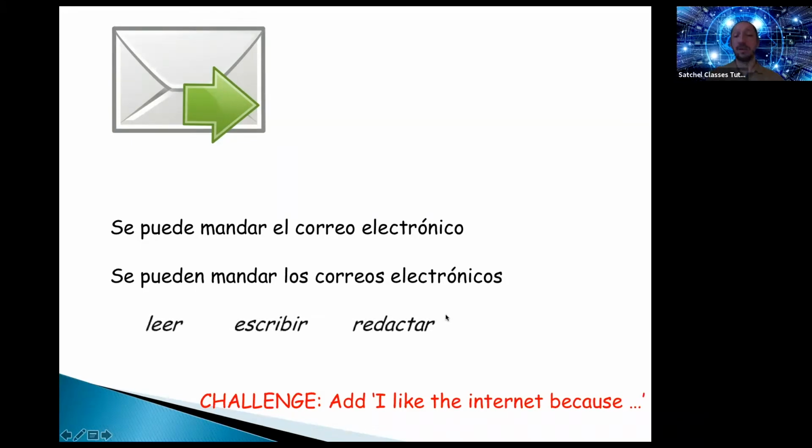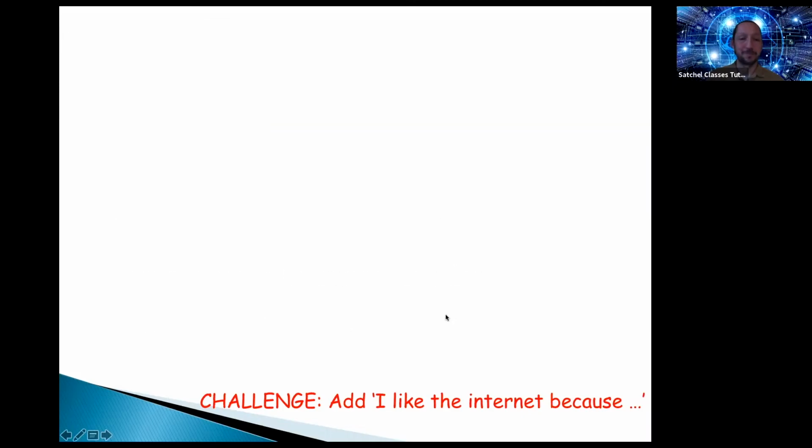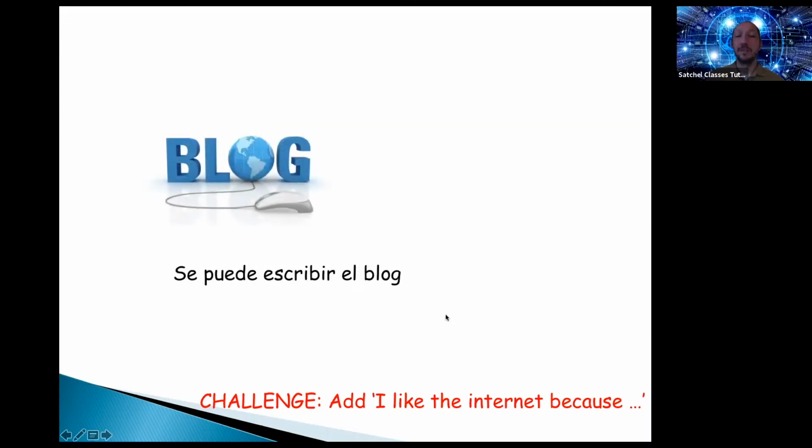By the way, you can swap words, for instance. Instead of saying mandar, you can say leer. Se puede leer el correo electrónico. Se puede escribir el correo electrónico o se puede redactar el correo electrónico. You don't know what those mean? Get your dictionary. Use it. Make use of that very good tool that you have. Dictionaries are very useful. Very useful. Se puede escribir el blog. But also you can say, se puede escribir un blog if you don't want to be very specific. Just a blog. And that is also a very good sentence, a valid one to use.